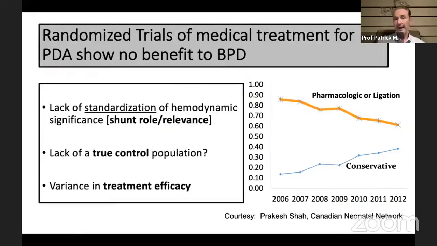However, going back to evidence, have we done trials based on defining the problem? No. Have we a true controlled population? No. Are the medical therapies we use universally effective? Probably only in 50%. So it's highly questionable. And this is where we have to be very, very careful in actually using BPD to adjudicate interventions if the interventions are not targeted to the right patients.